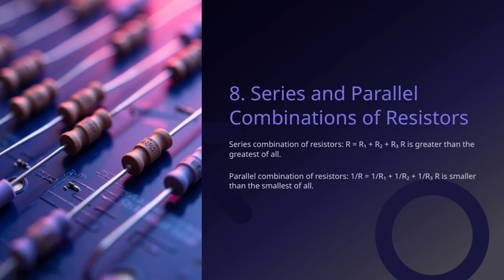to flow. Switching gears to the series combination, when resistors are connected end-to-end in series, the total resistance R is simply the sum of each resistor. R equals R1 plus R2 plus R3 here. The key takeaway is that the total resistance is greater than the largest individual resistor in the set. This is because each resistor adds to the overall opposition to current flow, increasing the total resistance.